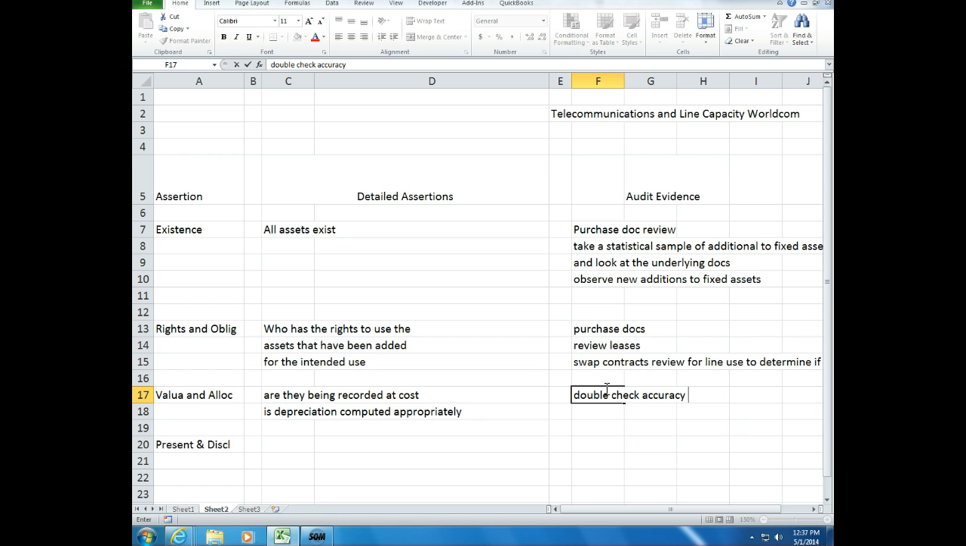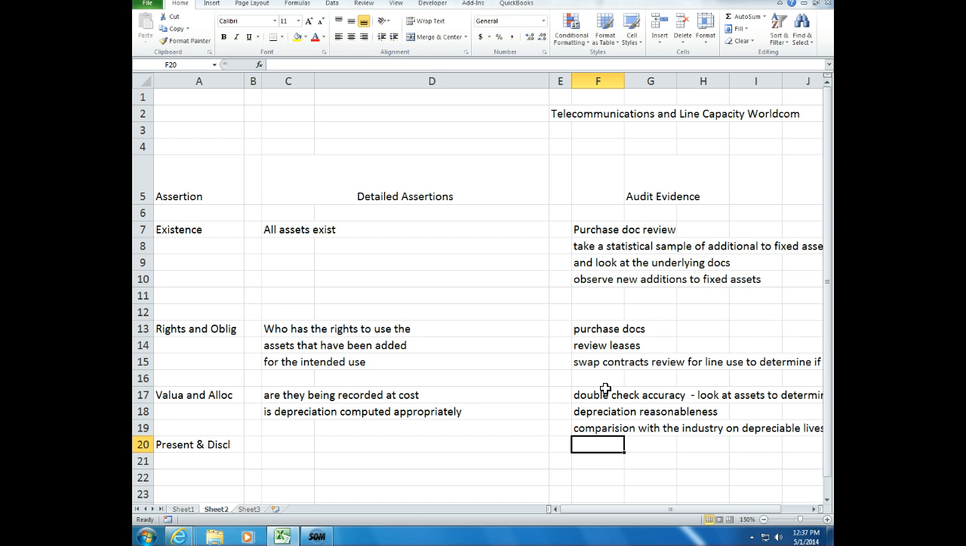Okay? And then we might look at some of the assets to determine depreciation reasonableness. And a good one is comparison with the industry, right? On depreciation, depreciable lives. Okay? And then presentation and disclosure. We're not going to really get into that, but basically what needs to be disclosed is in fact disclosed on the financial statements. Okay?